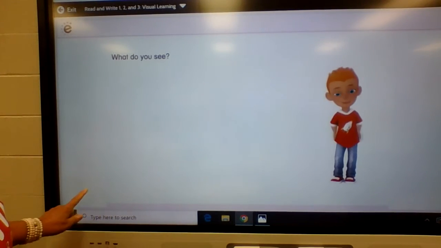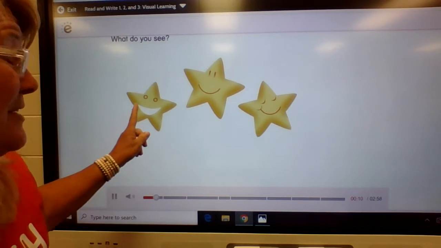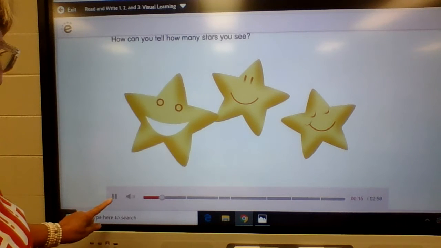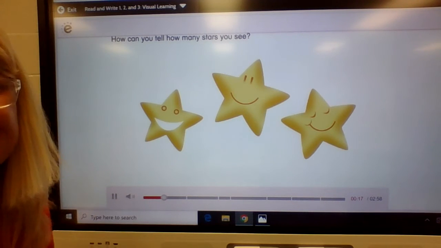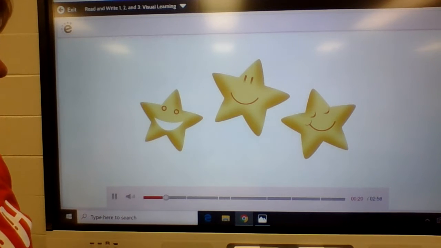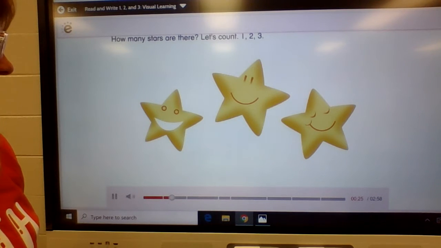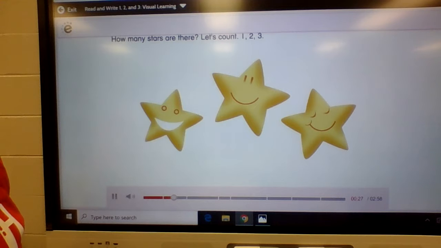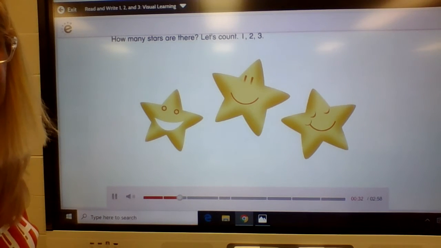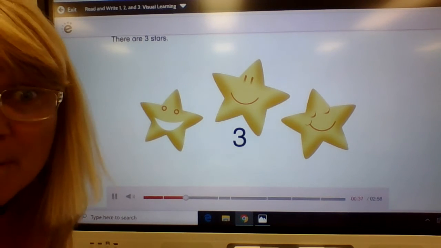What do you see? Oh, I see 3 stars. Do you see 3 stars? 1, 2, 3. How can you tell how many stars you see? We already counted them. You can count them. How many stars are there? Let's count. 1, 2, 3. There are 3 stars. There's the number 3.